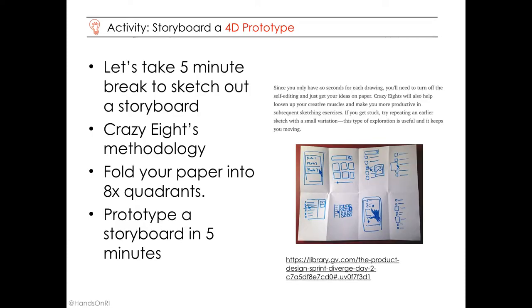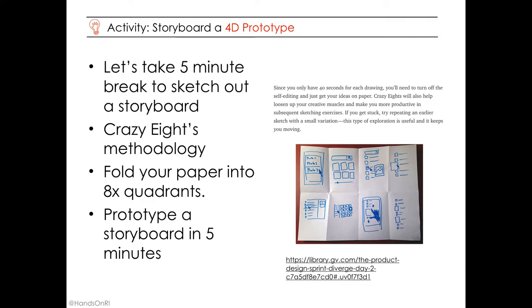The other thing that you can do on your own time is to use the Crazy Eights methodology as mentioned in, I believe it's the Google Sprinting book. And really the idea here is to take up a piece of paper, fold it into eighths, and then with a Sharpie marker, and it's important that it's a Sharpie marker, sketch out 8 scenes, right? And those 8 scenes are going to be sort of the baseline of your story.